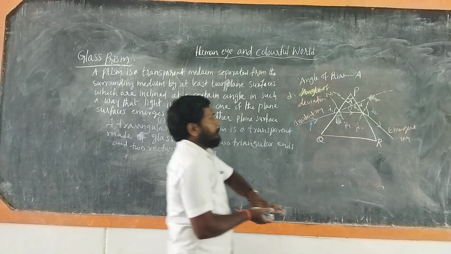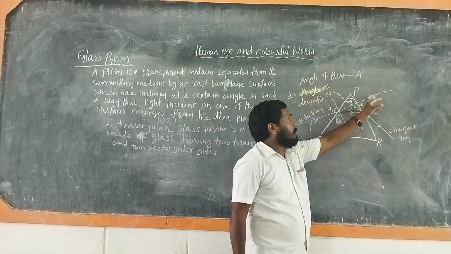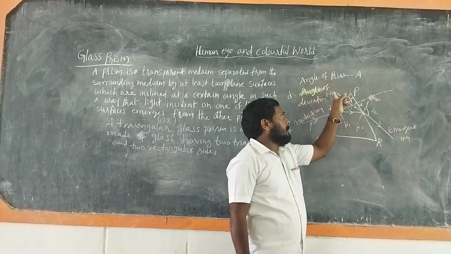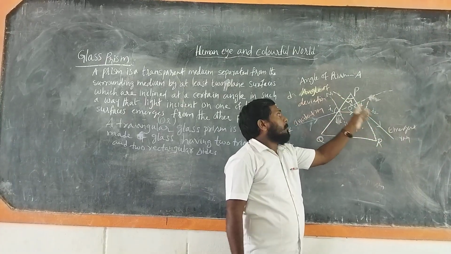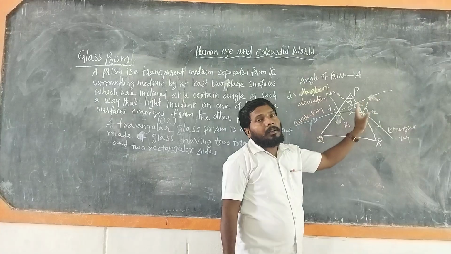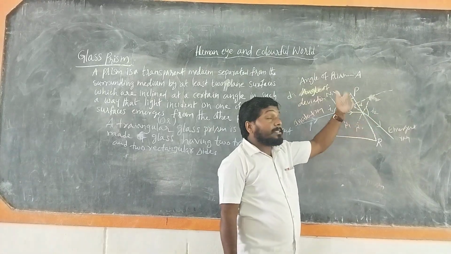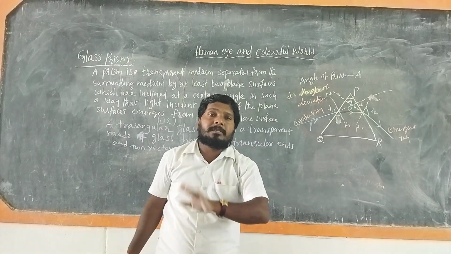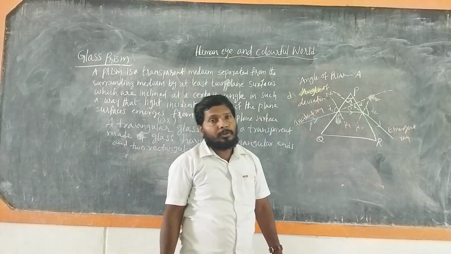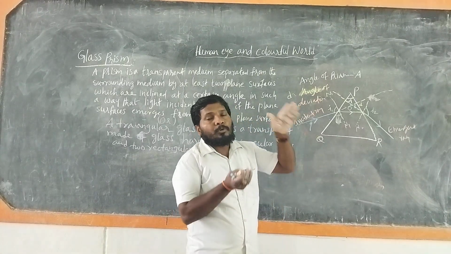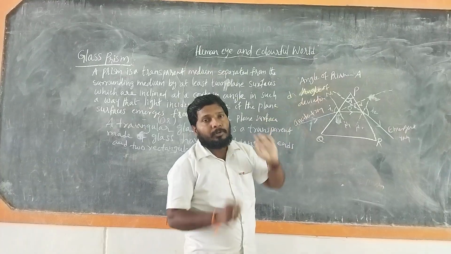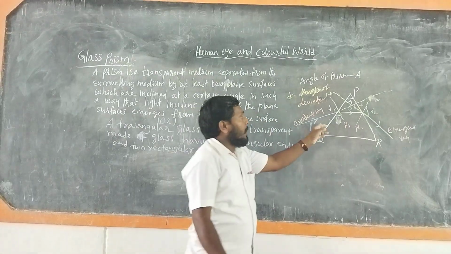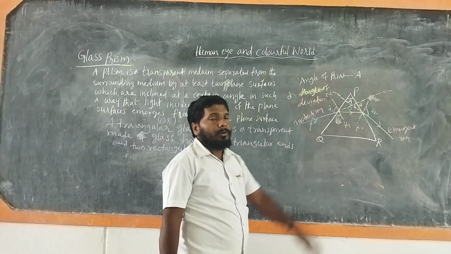Observe that in the case of a rectangular glass, the incident ray and the emergent ray are parallel to each other because the two opposite sides are parallel to each other. Whereas in the case of a glass prism, the two sides are not parallel to each other.